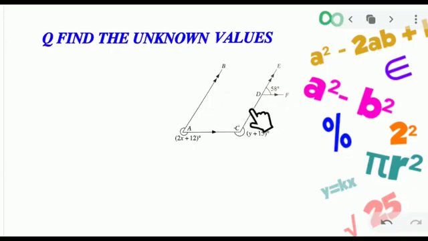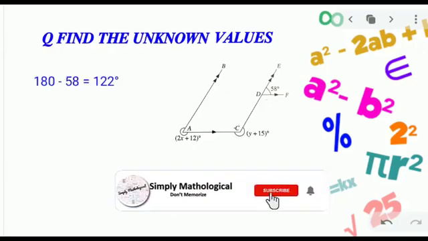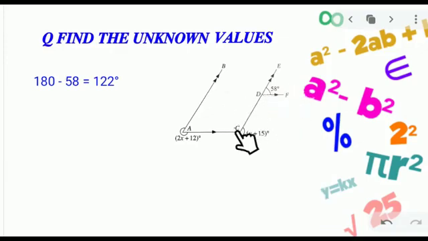So if we subtract 58 from 180, the answer which we will get will be this angle. The first step is that we find this angle, because this angle and this angle are forming a Z and are alternate angles. So the first step is that we subtract 58 from 180. Now we got this angle, which is 122.